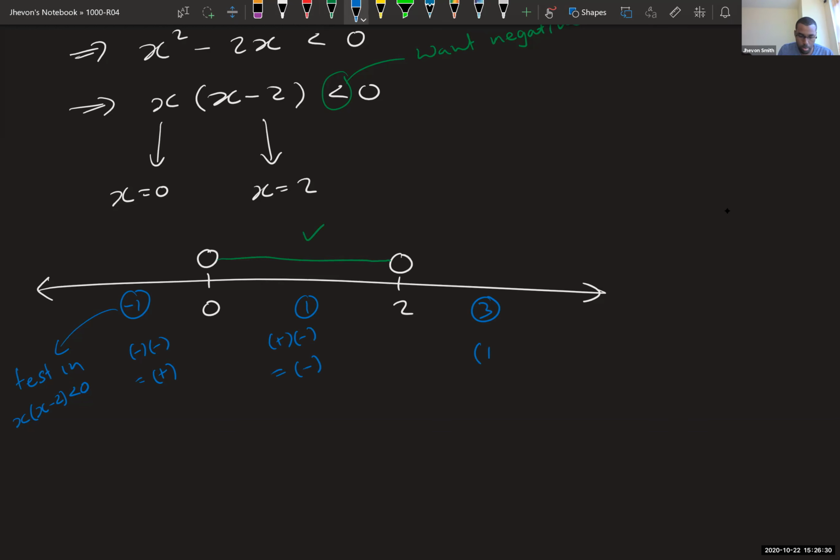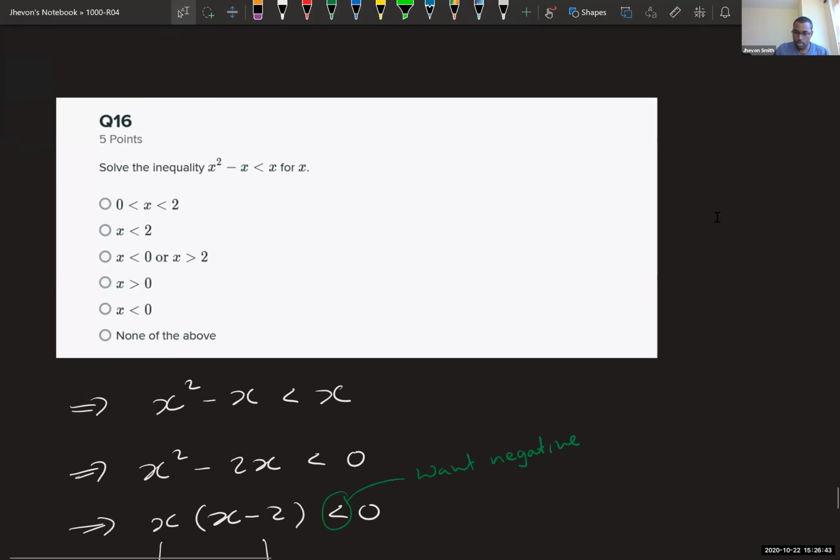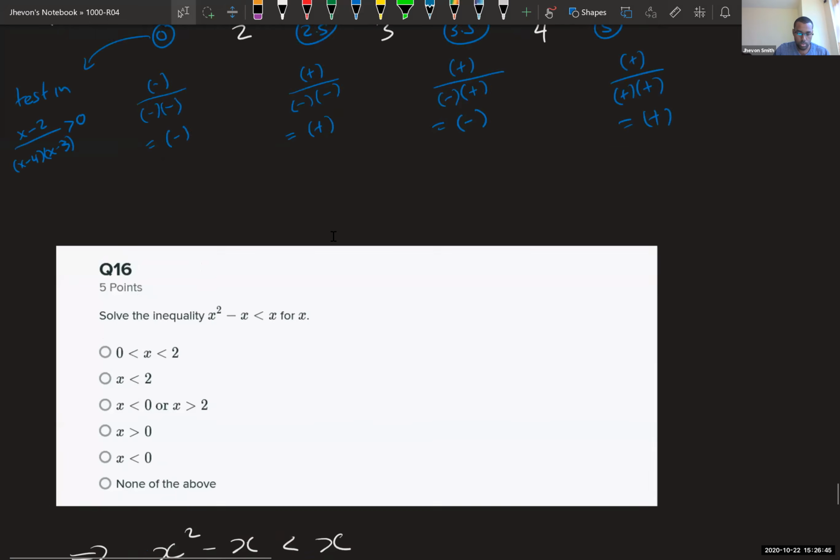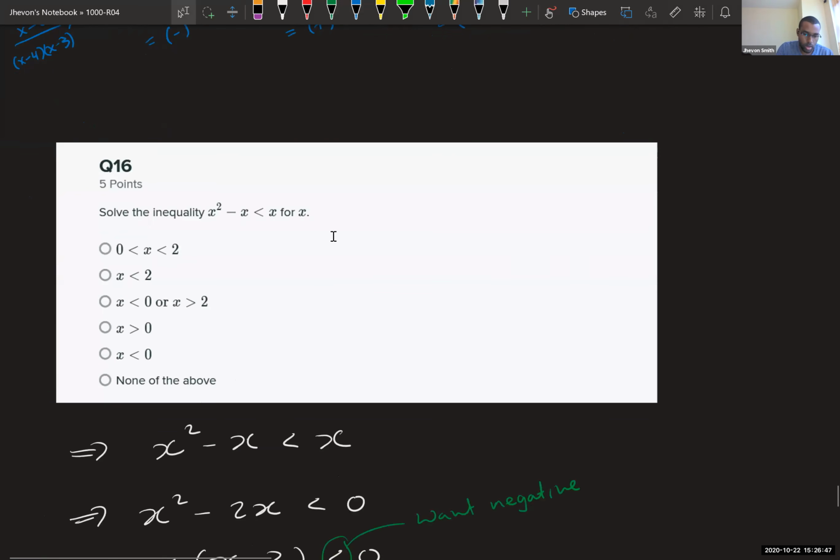3, I would have a positive here. 3 minus 2 is also a positive, so that gives me overall a positive. So I don't want that. So only between 0 and 2 actually works. And that's here.